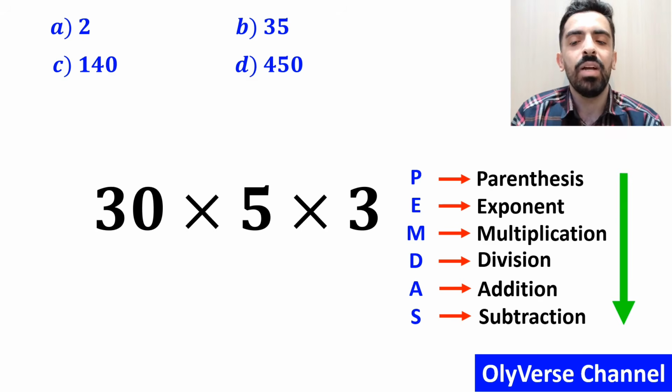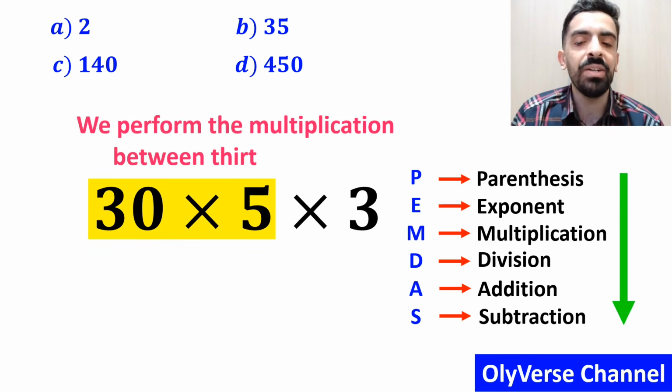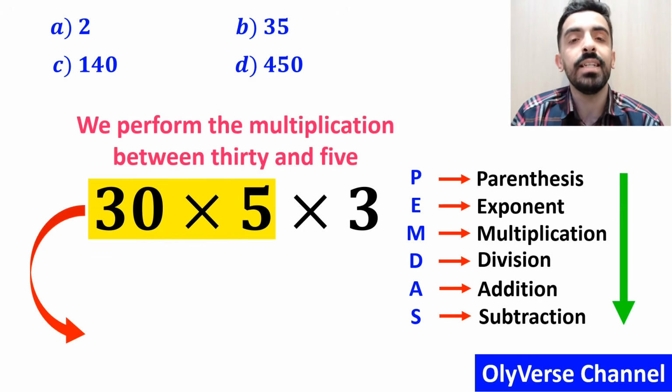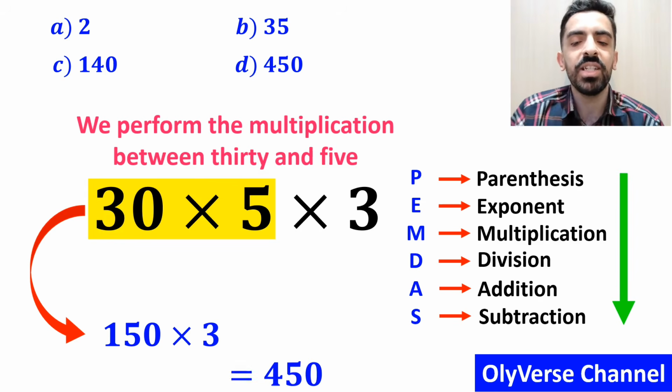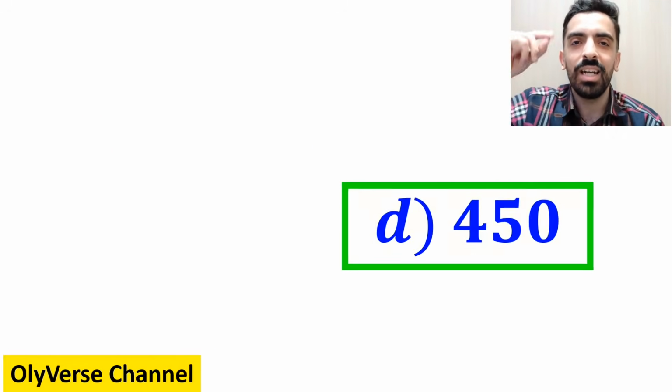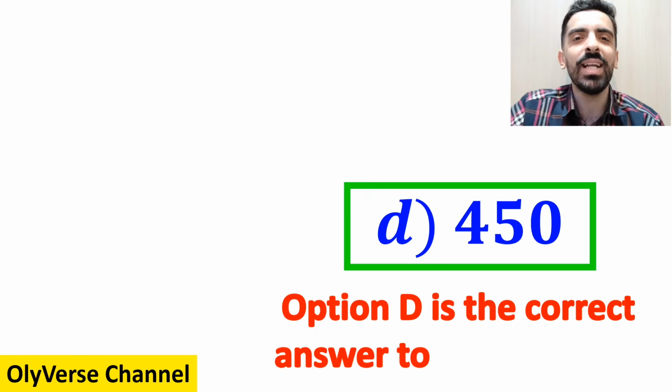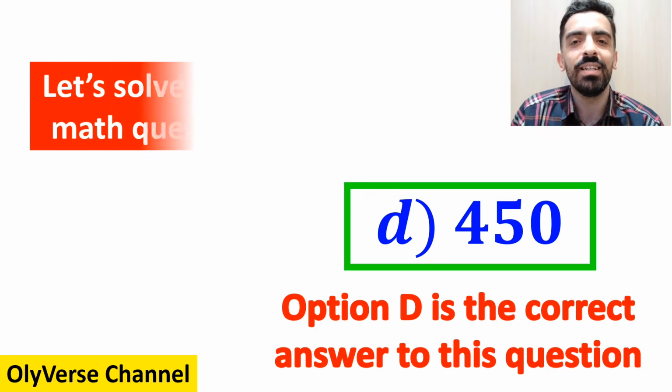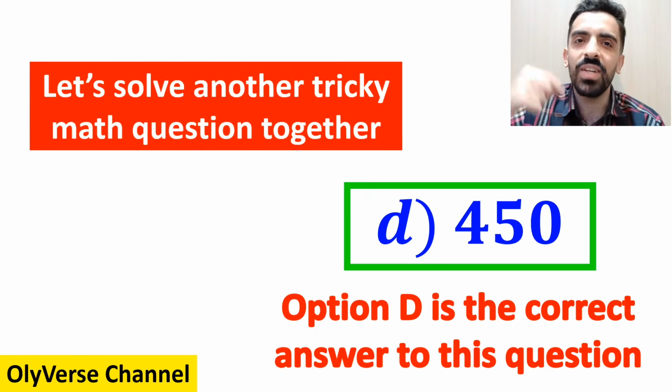In the next step, we perform the multiplication between 30 and 5. And instead of this expression, we can write 150 multiplied by 3, which finally gives us the answer 450. That's great. Option D is the correct answer to this question. Alright, now let's solve another tricky math question together.